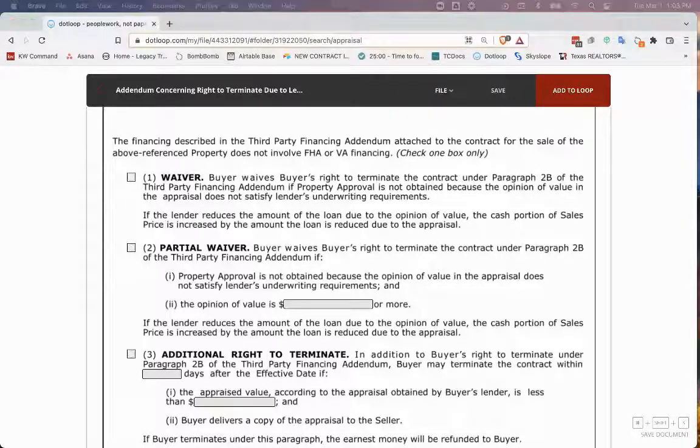In the past 30 days of contracts that we have received, we have seen basically 23% of those contracts have full appraisal waivers on them.